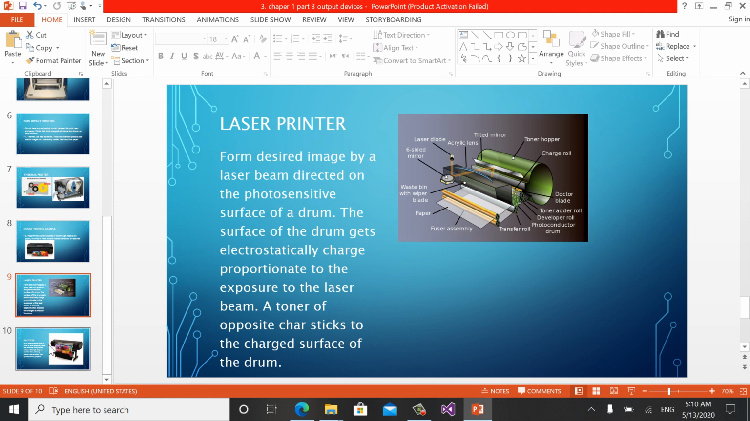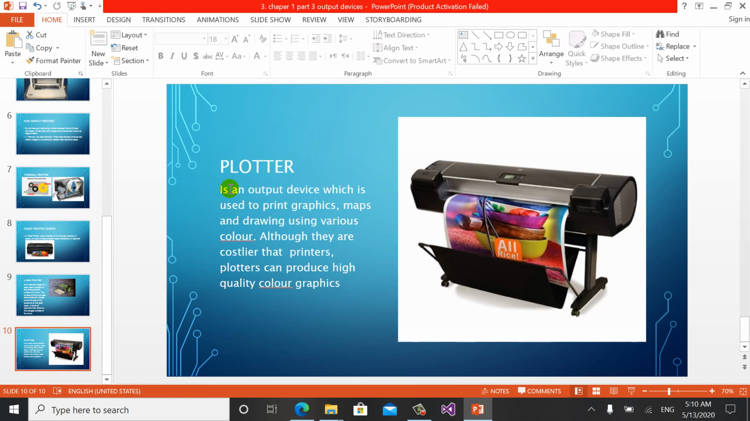Well, and the last slide is about the plotter. It's an output device like the printers that we have studied. It's an output device which is used to print graphics, maps, and drawings using various colors. Although they are costlier than printers, plotters can produce high quality color graphics. As you know, most publisher organizations or companies use plotters. If you want to order a banner, for example, Cardone mostly orders banners for its announcements and for meetings.